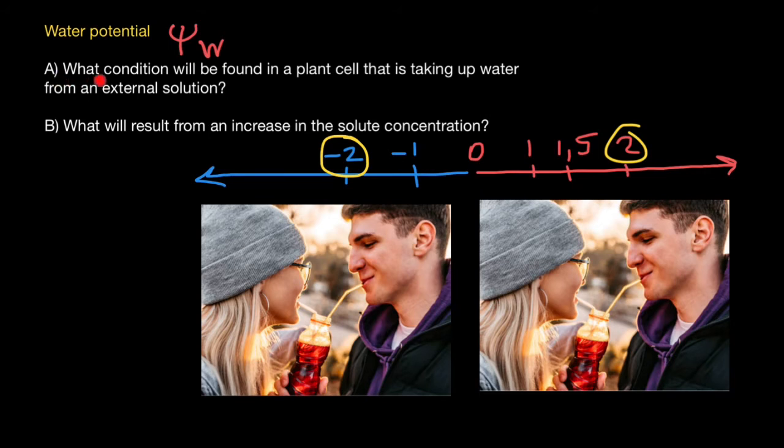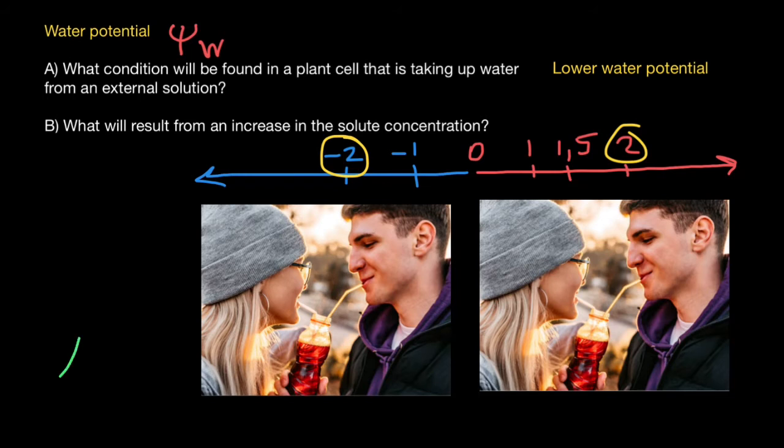Let me read our first question again. What condition will be found in a plant cell that is taking up water from the external solution? We can say not taking up, but sucking up water, and the water potential is going to be lower in the cell than its surroundings. One more time. The lower the water potential, the stronger it's going to pull water inside the cell. But if water potential outside the root system were lower, then water would go from the root system into the soil. So it goes in the direction of the lower water potential. And the last time, the smaller the water potential, the greater the pulling force on the water.